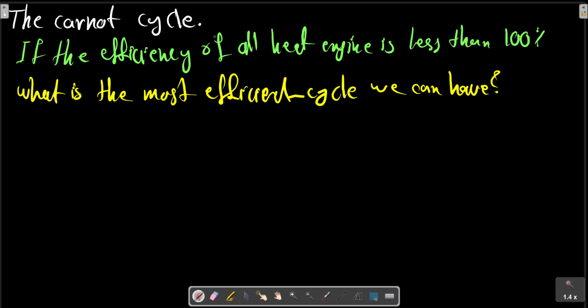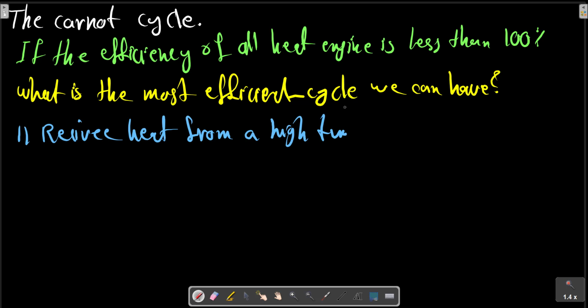As a definition for a reservoir, let us assume that this heat engine receives heat from a high temperature reservoir and rejects heat to a low temperature reservoir.